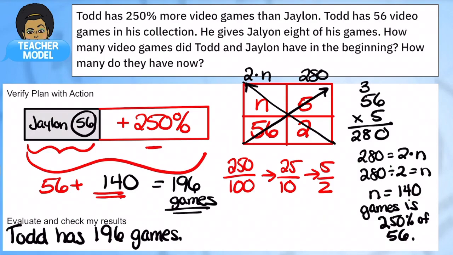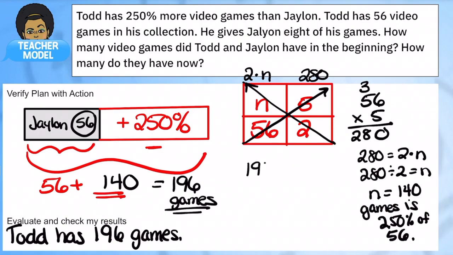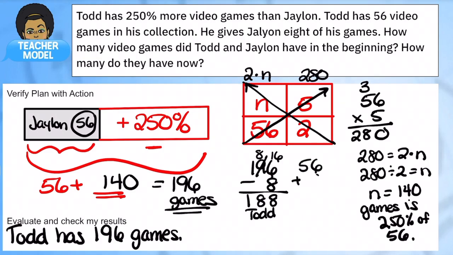Awesome, because I'm going to need a little bit of space, so I had to do a little bit of erasing. So we know that Todd loses 8 games, so we're going to take away 8 from him. And that leaves me with, actually, let's do it vertically. I need to do some regrouping. So now Todd has 188. And we know that Jalen gets 8 more games, so he has 64.